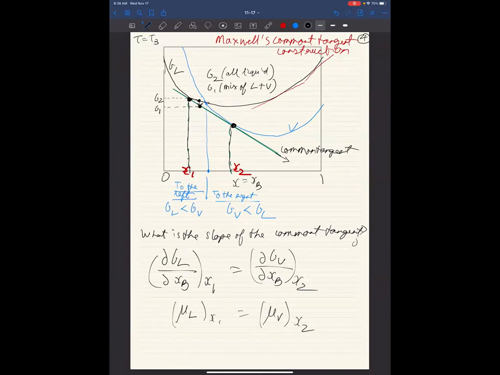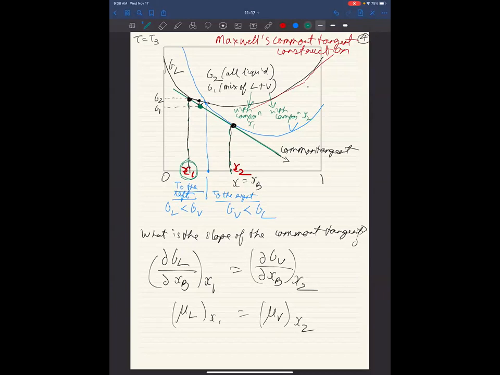So this point over here, let me give it a color. This one is a combination of liquid with composition X1 and vapor with composition X2.